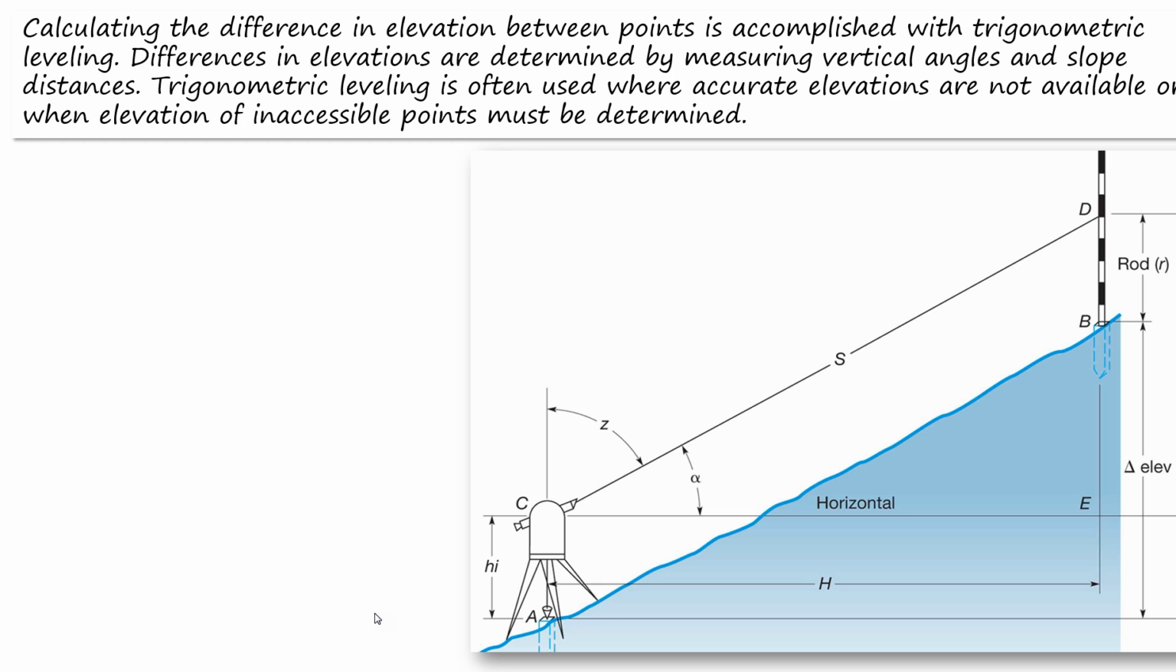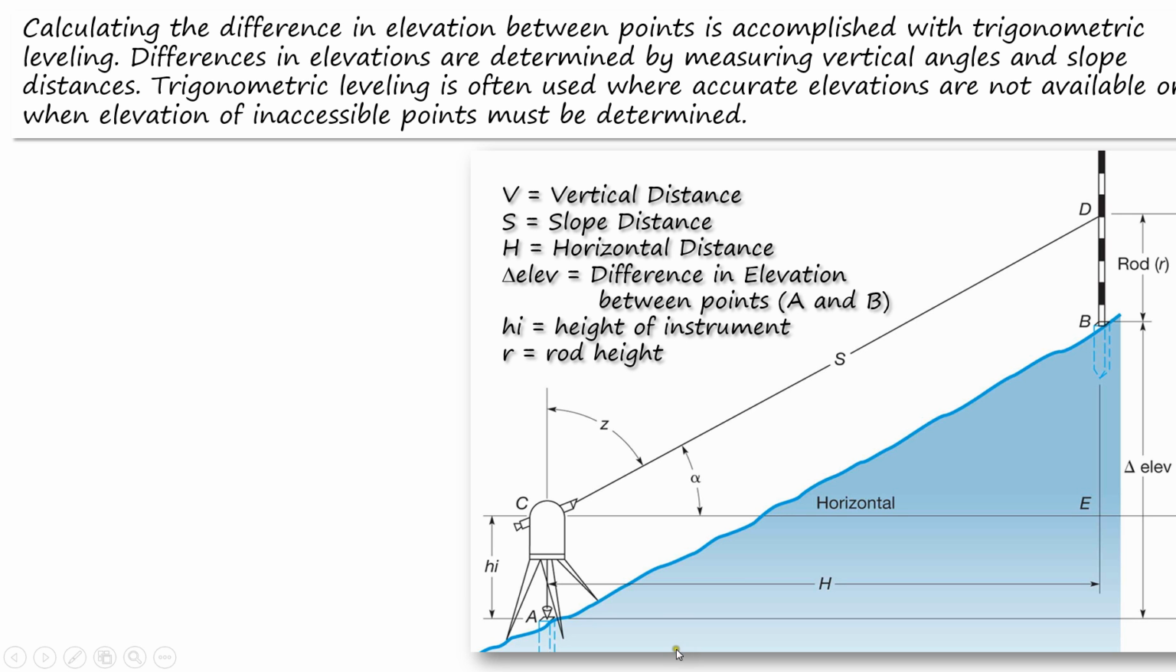Calculating the difference in elevation between points is accomplished with trigonometric leveling. Differences in elevation are determined by measuring vertical angles and slope distances. Trigonometric leveling is often used where accurate elevations are not available or when the elevation of an inaccessible point must be determined. So when we're looking at this, these are all of our parameters that we'll be looking at. The total station will actually give us a vertical distance, horizontal distance, and a slope distance. Some machines may not. We're also going to be looking at the change in elevation from point A to point B.